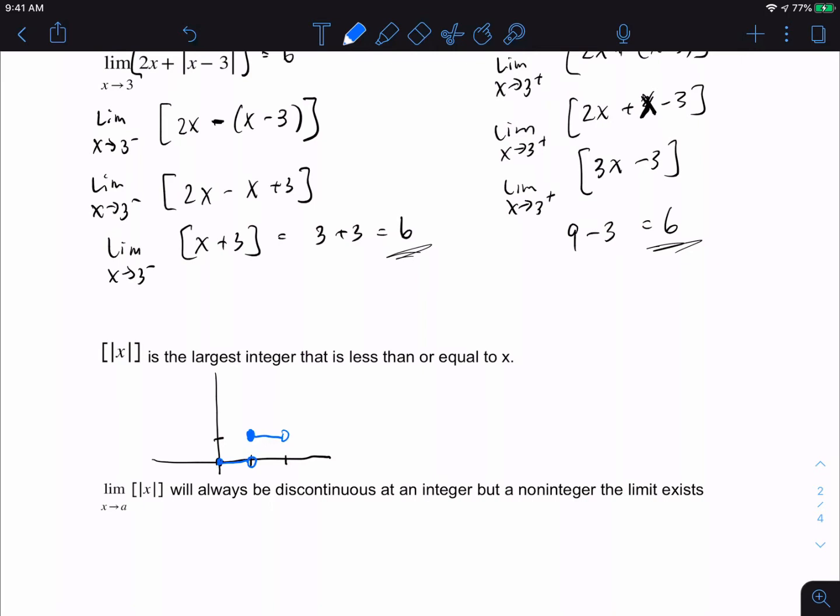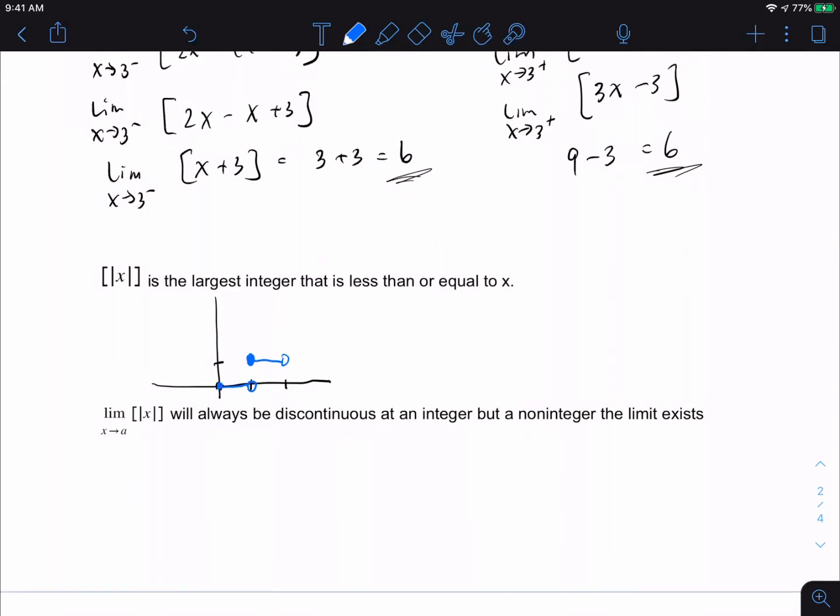Cool? Okay, cool. Now, something to say with that, now that we're looking at the graph: since this function is discontinuous, the limit won't exist at an integer. So the limit as x approaches a of the greatest integer function won't exist at any integer number. Do you want me to show you why? Okay, check this out. I can do it with this picture.